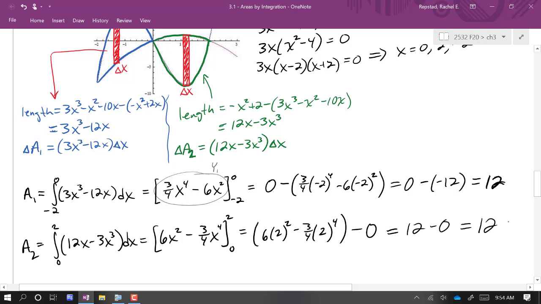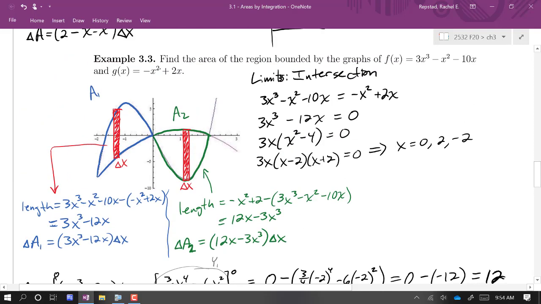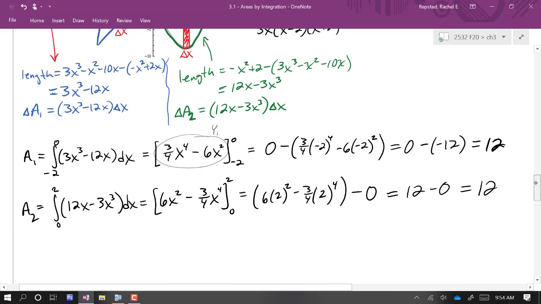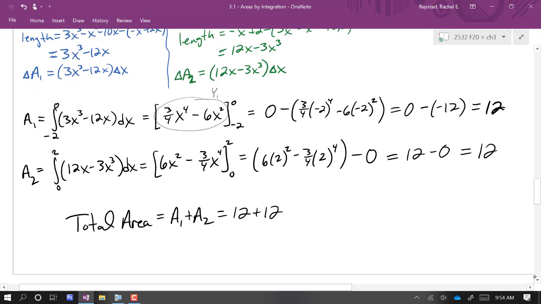So these two regions have the same area. And now we wanted the area of the region bounded by these graphs. So the last thing to do is we're just going to add them together. So our area is 24.